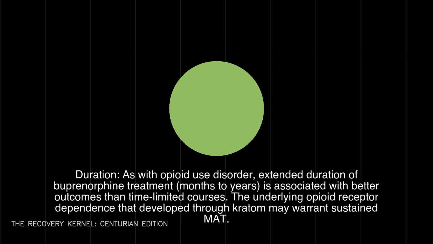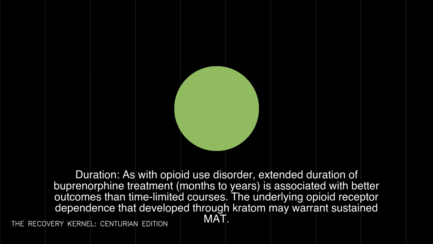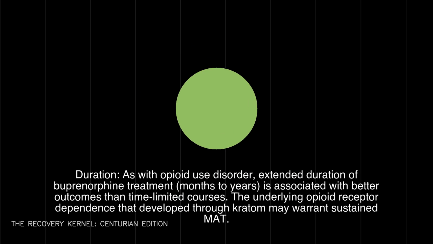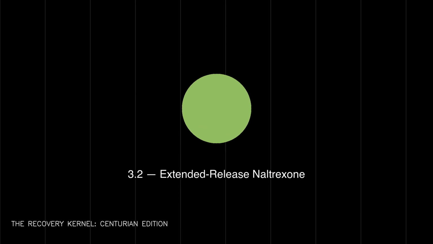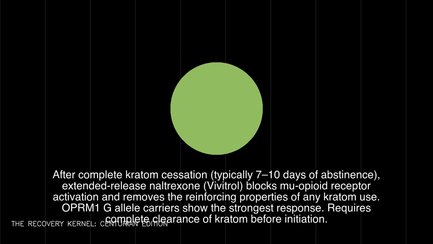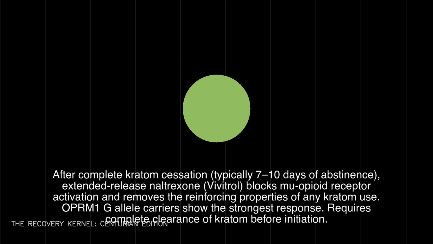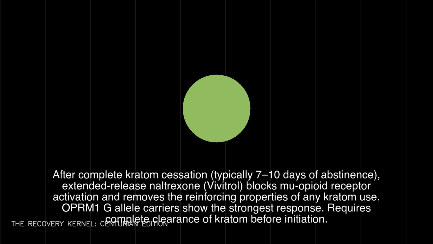3.2 Extended-release naltrexone. After complete kratom cessation, typically 7 to 10 days of abstinence, extended-release naltrexone (Vivitrol) blocks mu-opioid receptor activation and removes the reinforcing properties of any kratom use. OPRM1 G allele carriers show the strongest response. Requires complete clearance of kratom before initiation.